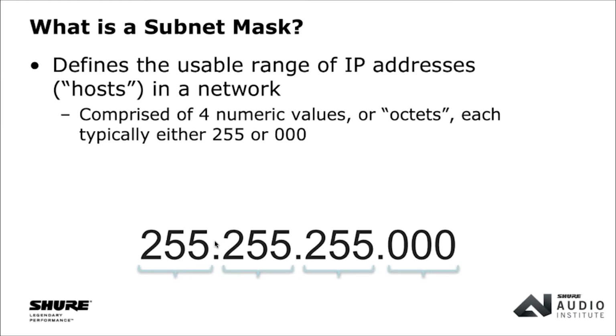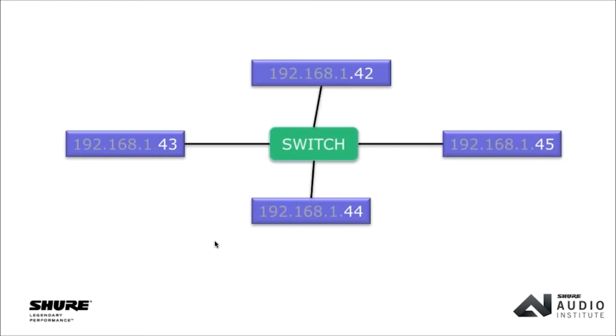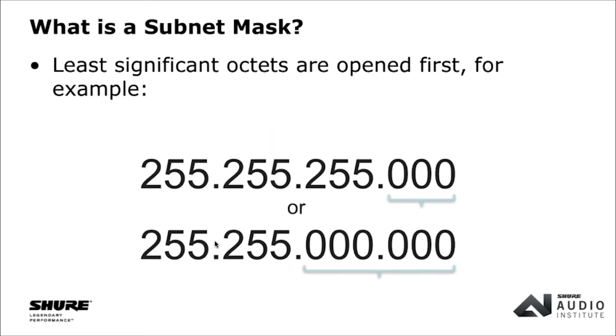But let's apply these two and see, with a particular subnet mask, which IP addresses there can be on a network. So this is just a quick picture of one little local network where all of the IP addresses of the devices have their last octet unique, and through a switch, a device at 192.168.145 can send a message to 144.